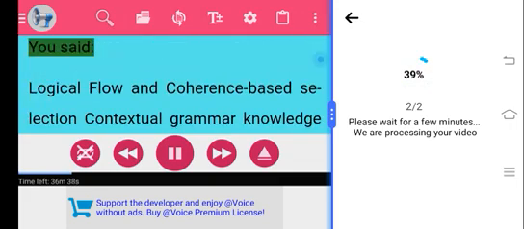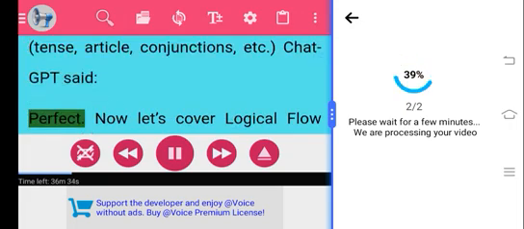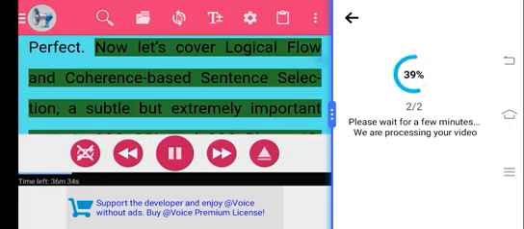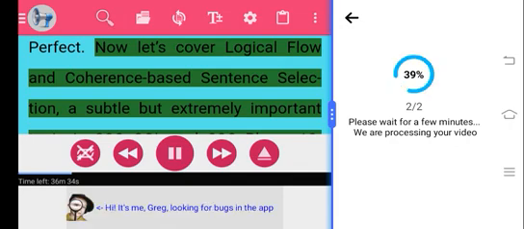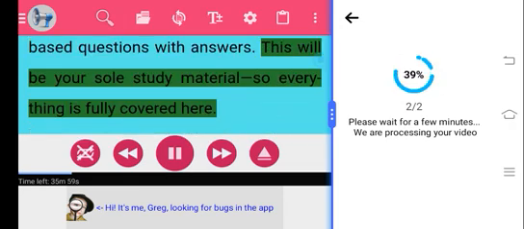You said: logical flow and coherence-based selection, contextual grammar knowledge, tense, article, conjunctions, etc. ChatGPT said: Perfect. Now let's cover logical flow and coherence-based sentence selection, a subtle but extremely important topic in SSC CGL and SSC Phase 13. This section tests your deep understanding of grammar, sentence structure, logic, and meaningful arrangement. Below is your complete, tightly packed, base to advanced level lecture, including full theory and 3 to 4 real SSC pattern-based questions with answers. This will be your sole study material, so everything is fully covered here.